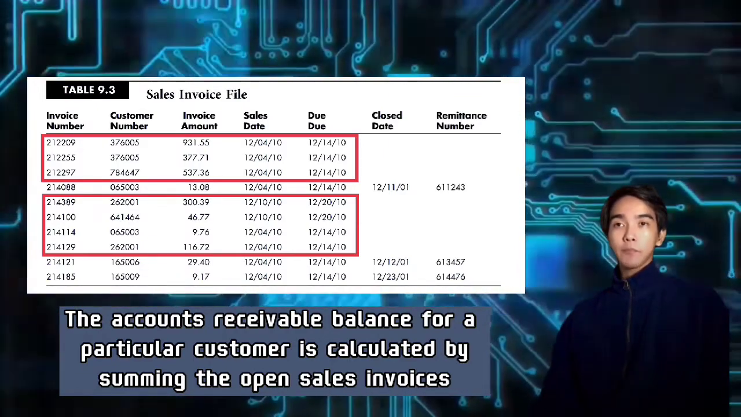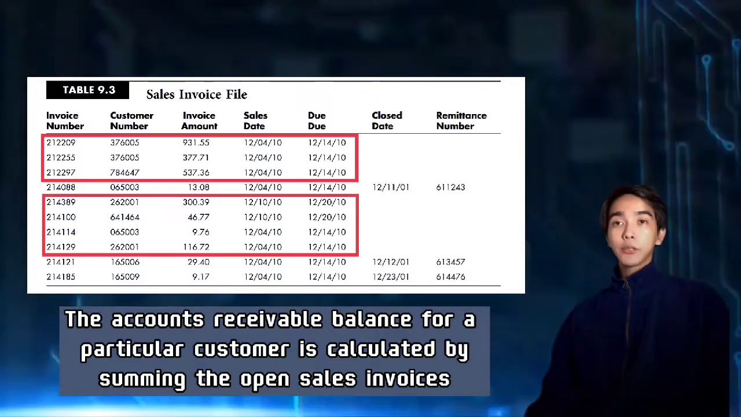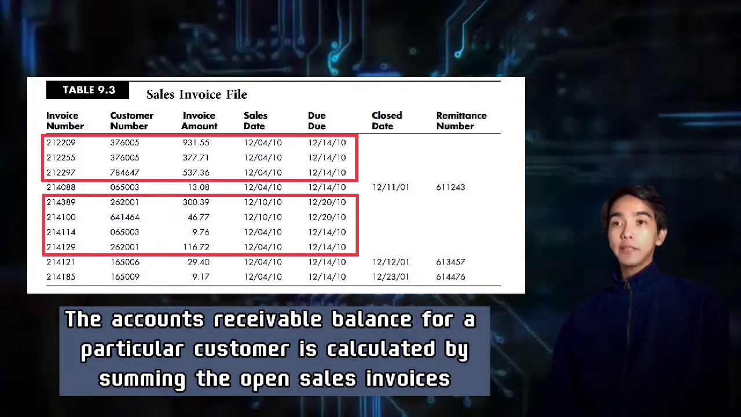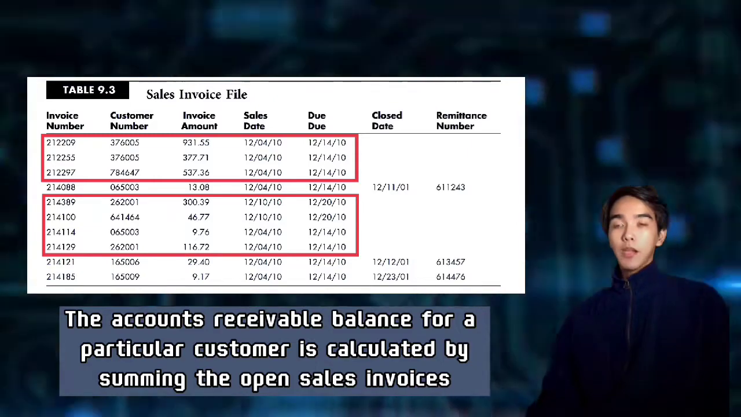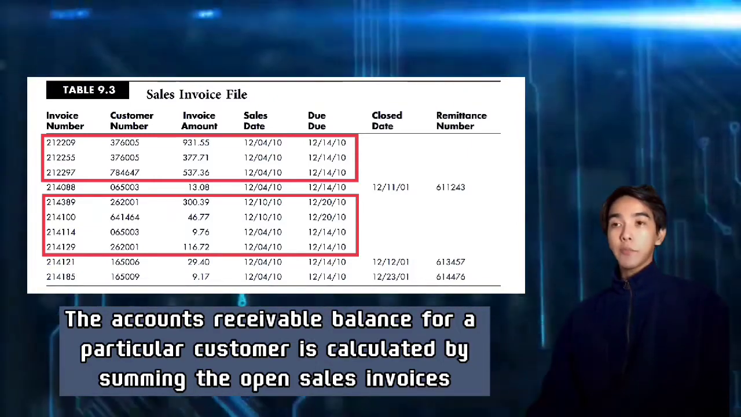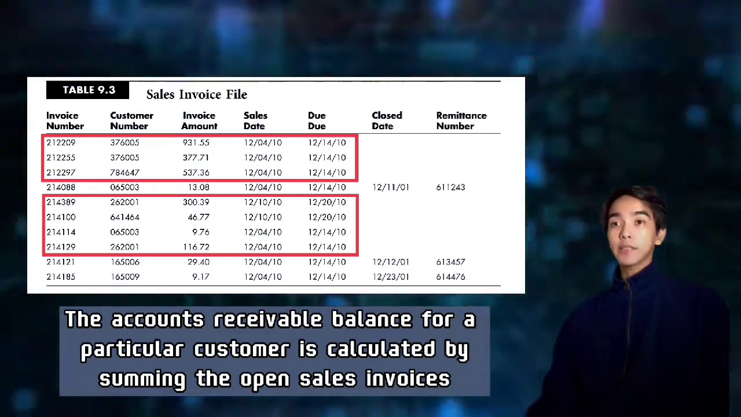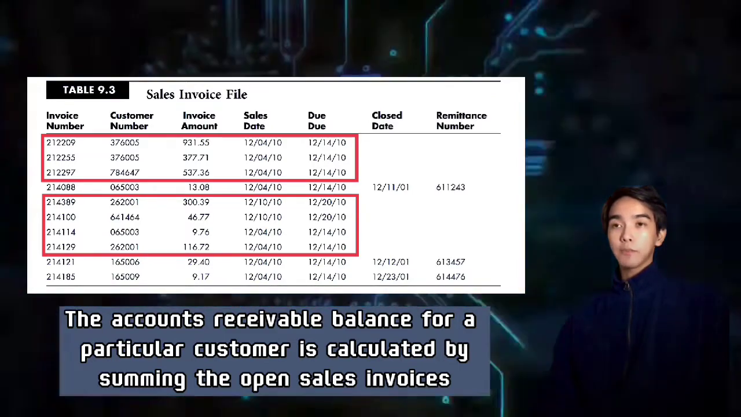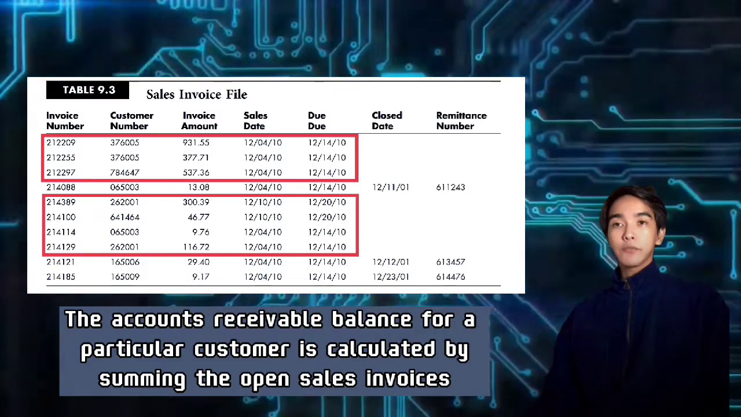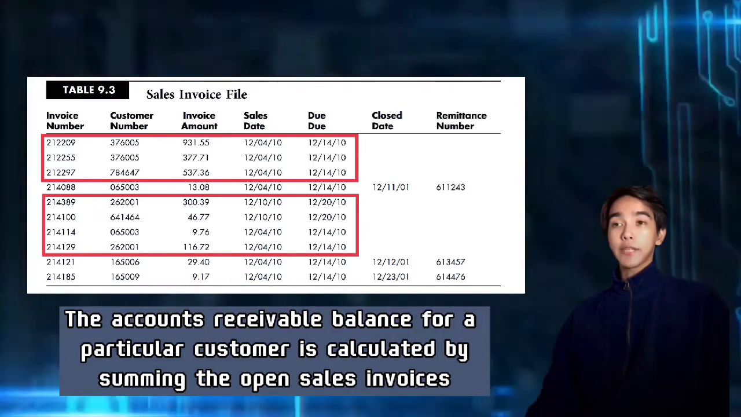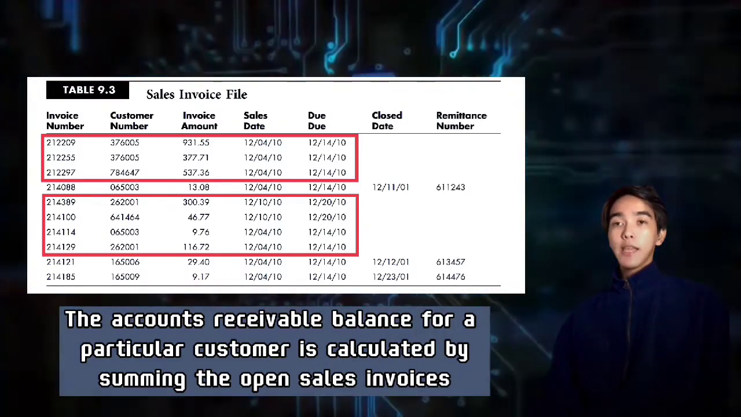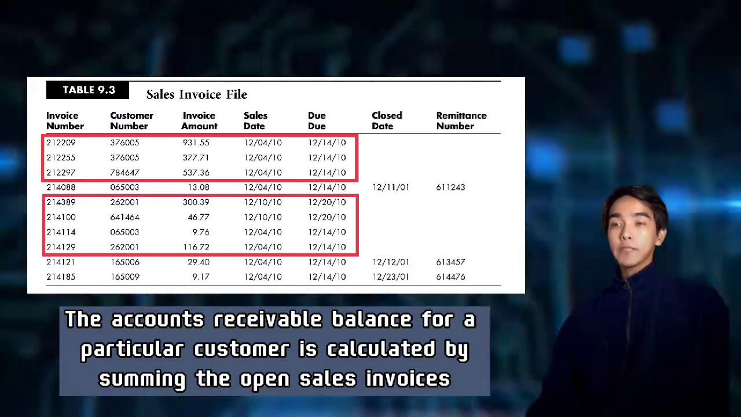sales invoices. Or in our example, these are those with no values in the close date and the remittance number fields. Once a cash is received in payment of an invoice, it is closed by placing the payment date and the cash receipt number in the respective fields. Thus, the sales invoice file provides the financial information needed for the confirmation request, and the customer mailing information is contained in the customer file.